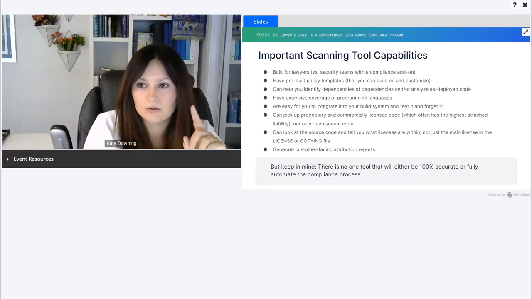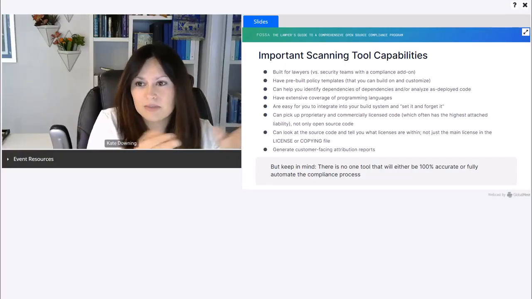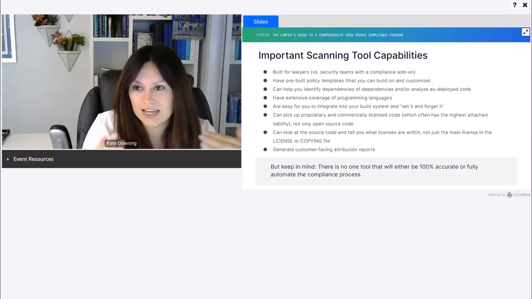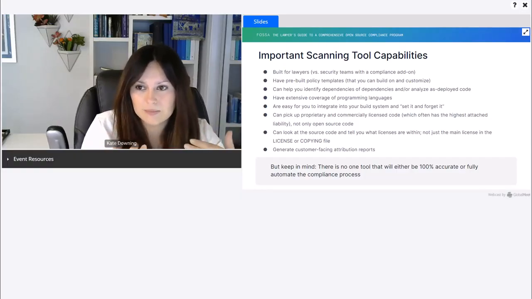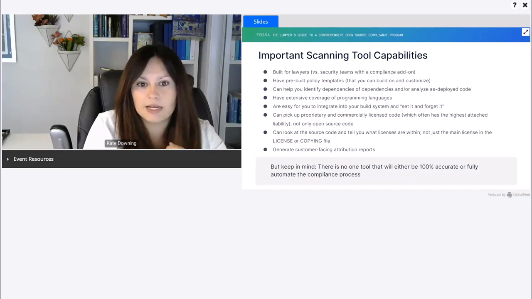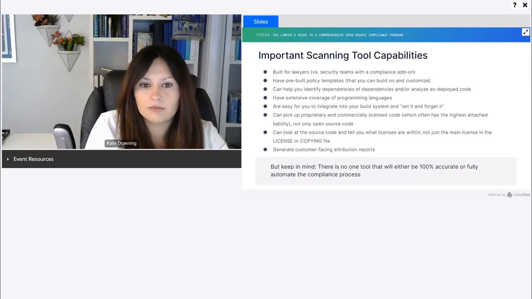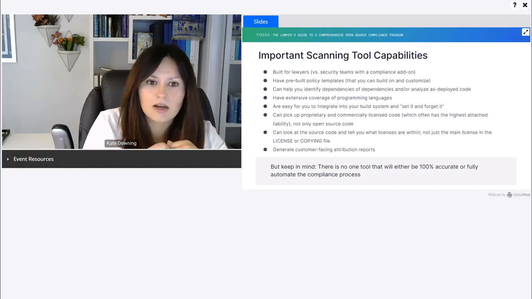Where they can tell you this is Apache Tomcat, but then they can't tell you anything about what's in the package itself. It's really limiting. And the other part that I think is really limiting about those kinds of tools is that a lot of them don't help you produce customer-facing attribution reports, right?